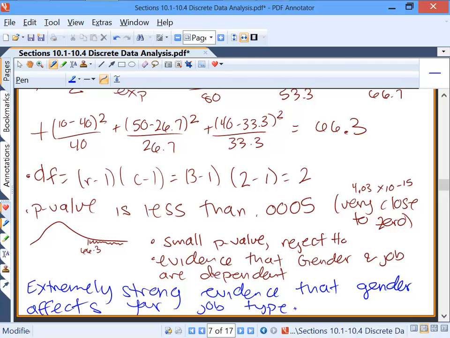So sometimes it's pretty obvious which one is affecting the other one. Sometimes you might just know that somehow they're affecting each other. So any questions on this one?